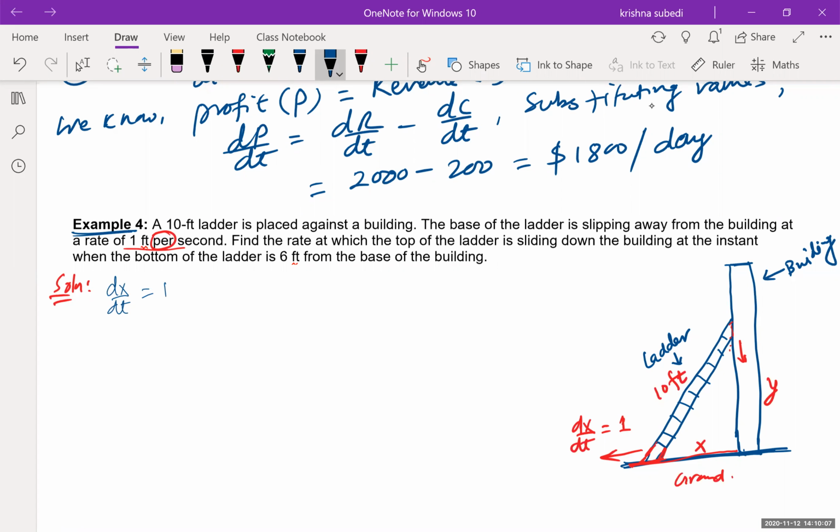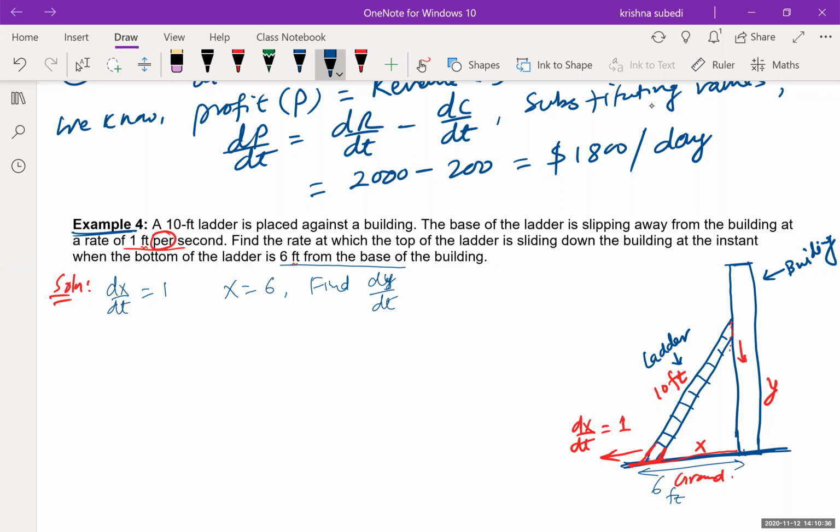Find the rate at which the top of the ladder is sliding down the building at the instant when the bottom of the ladder is 6 feet from the base. So this distance, from here to here, is given to be 6 feet. So x is given to be 6 feet, and we want to find dy over dt. That's what we want to find. So step 1 is done.